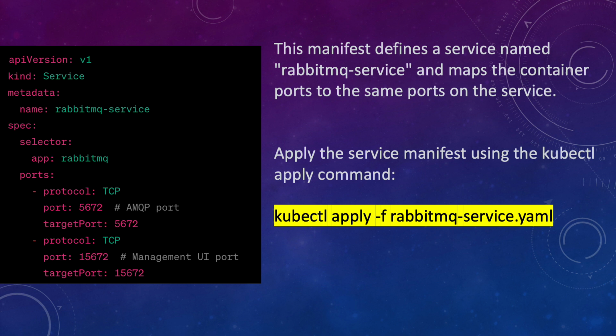Once we have the service manifest ready, we can apply it using the kubectl apply command. The command kubectl apply -f rabbitmq-service.yaml applies the service manifest, creating the RabbitMQ service in the Kubernetes cluster. With the service created, other components within the cluster can connect to RabbitMQ using the service's endpoint. We have now completed the steps for deploying and exposing RabbitMQ in Kubernetes. RabbitMQ is up and running, and it is ready to handle messaging and communication within the cluster.